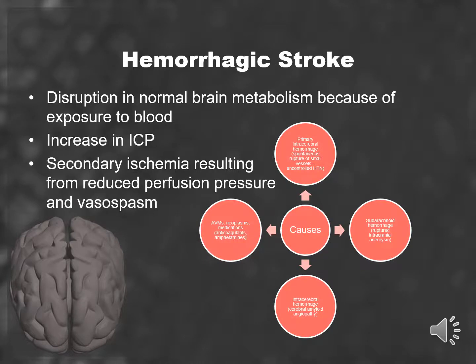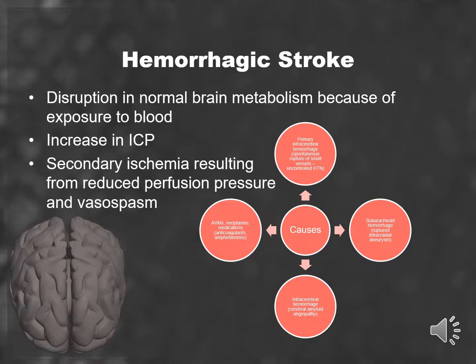The second type of stroke is a hemorrhagic stroke. Hemorrhagic strokes are caused by bleeding into the brain tissue. That bleeding causes increases in intracranial pressure, and this leads to a decrease in cerebral perfusion pressure, and this decrease in perfusion pressure leads to a secondary ischemia, meaning a lack of oxygen to the brain, leading to decreased brain function. So the most common cause for a hemorrhagic stroke is uncontrolled hypertension.